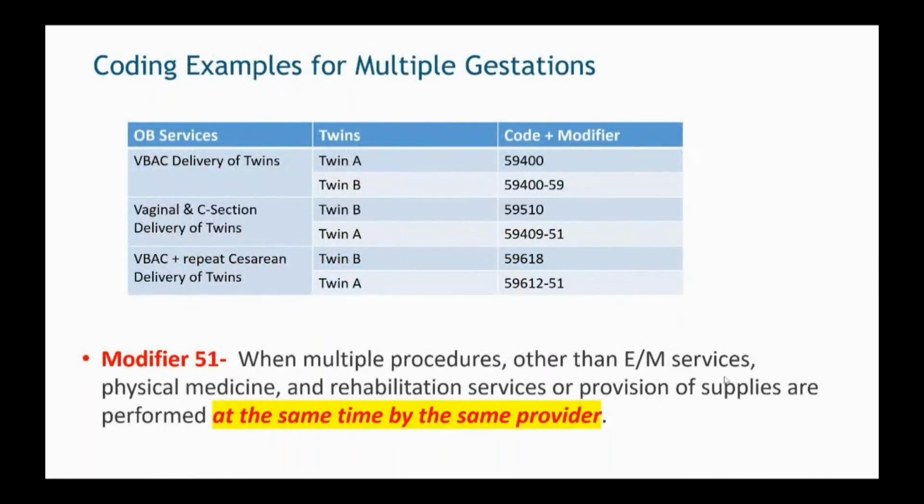Okay. So this is just another coding example. I think we were running through this. VBAC delivery of twins. Okay, here's your code. Twin A code, twin B code was 59. Vaginal and C-section. Here's your codes right here. VBAC and repeat cesarean, your codes and your codes. Modifier 51, when multiple procedures other than E&M, physical medicine, and rehabilitation services or provision of supplies are performed at the same time by the same provider.